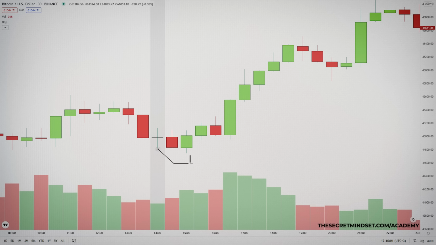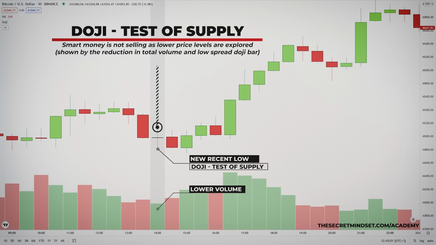With this formation, it's important to understand that the smart money, which represents a large percentage of the overall trading volume, is not selling as lower price levels are explored. This is clearly evident and is shown by the reduction in the total volume.